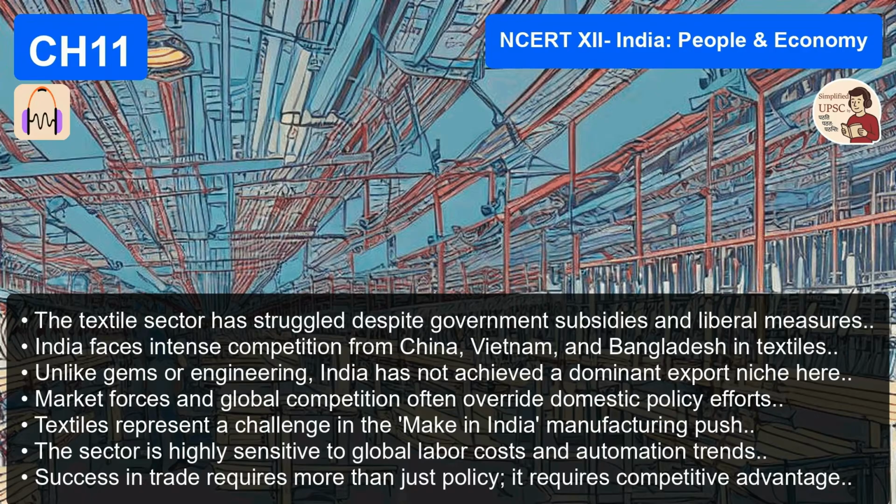Now, all of this trade, the ports, the planes, the exports, the imports, it all falls under the giant umbrella of globalization. This is a buzzword we hear constantly. How does the NCERT text define it? The text has a very simple, direct definition. It defines globalization as integrating the economy of the country with the world economy. It's fundamentally about removing barriers to trade and investment.